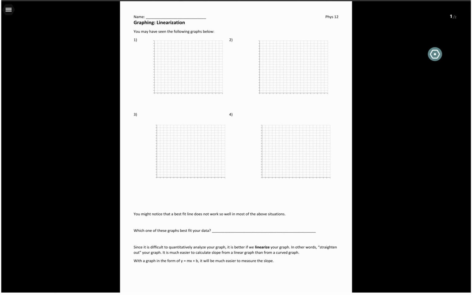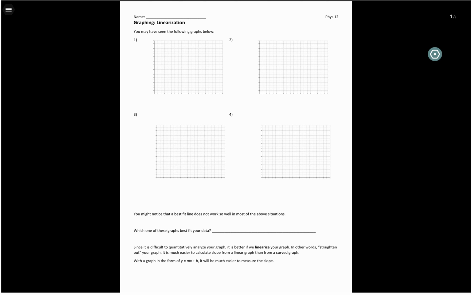Graphing Linearization. This lesson is going to talk about what you can do with a graph that is not straight. What does that mean? Many times you'll find that when you plot your data onto a graph, sometimes the points don't align in a straight line. Oftentimes when we have a straight line, it's easier to analyze the graph because we can take the slope and the y-intercept, and then do our calculations from there. But for a curved graph, it's oftentimes a lot harder.